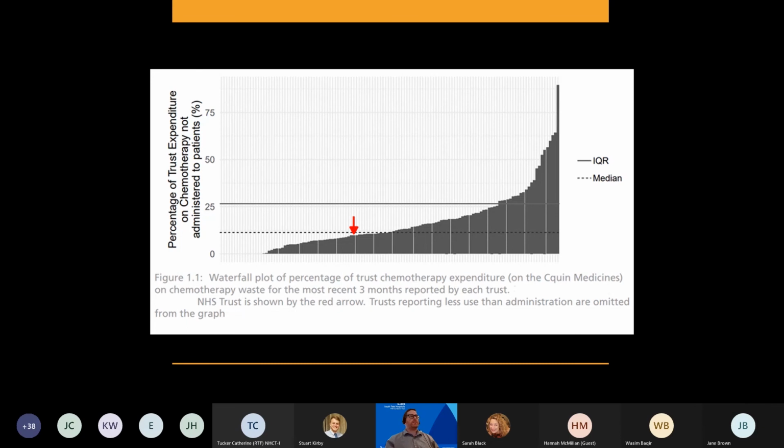So if your trust was spending £1 million and you were wasting 25% of your chemotherapy drugs, that's £250,000, which is quite a lot of money. And so you could see where you as an individual trust were. This is just an extract taken from one of those reports, and that red arrow is where that individual trust lay, so just below the median, so they weren't doing too badly, but there was room to improve because there were trusts who were doing better, but you certainly wouldn't want to be a trust on the right-hand side.